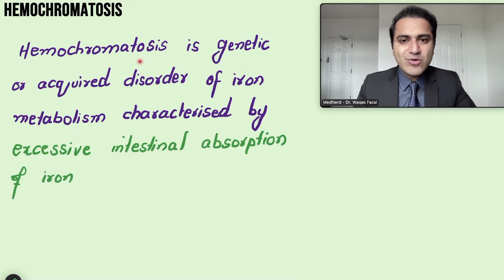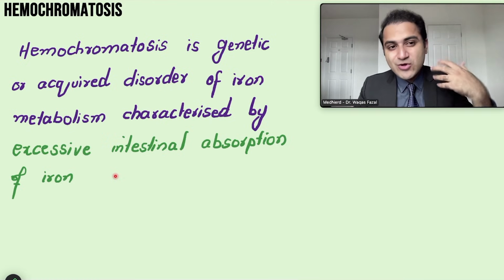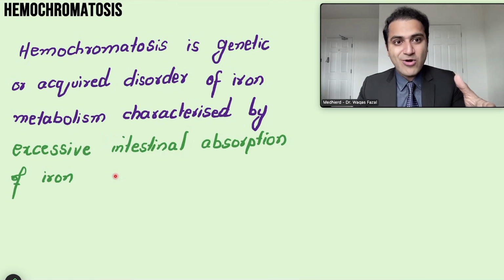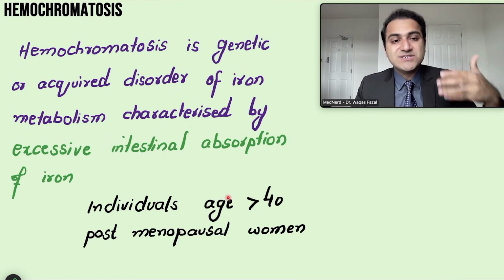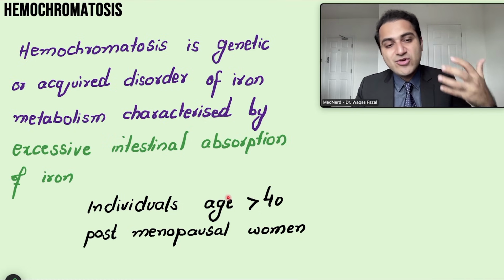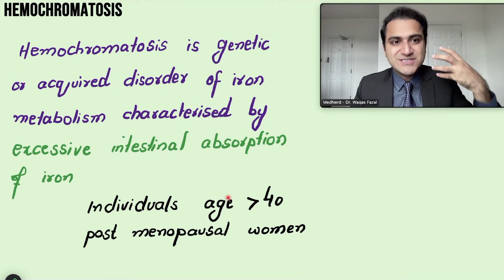So basically, hemochromatosis is a genetic or it can be an acquired disorder of iron metabolism characterized by excessive intestinal absorption of iron. So, hemochromatosis is an iron overload state where iron accumulates in the body, in the joints and in the organs, resulting in these symptoms. It affects individuals whose age is greater than 40 because it takes years for the iron to accumulate in the body and cause its effects.